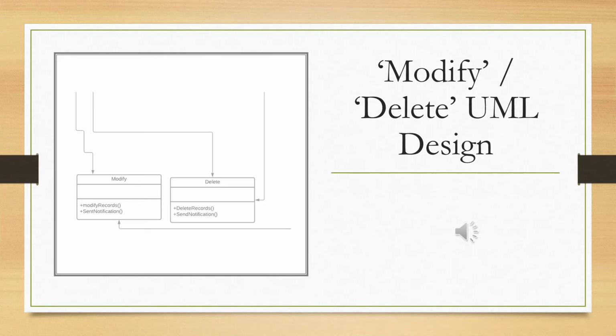The other class is delete. This class also has two functions, one which is delete record, which will delete the desired record, and the other one is send notification, which will send a notification to the user whose record was deleted.